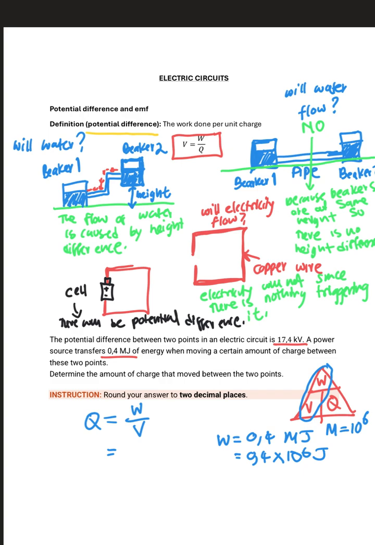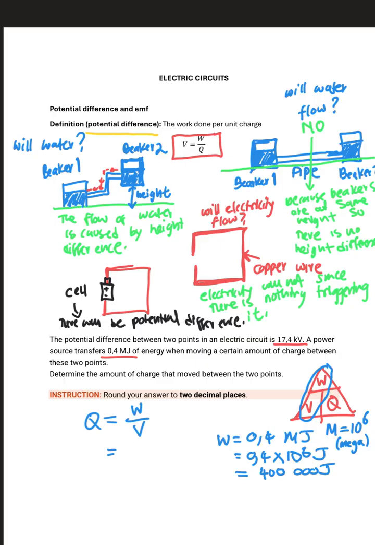If you remember the first lesson where you learned about giga, mega, pico, micro, milli, kilo, and nano, and others. The capital M stands for mega. It means 10 to the power 6. So if you do 0.4 times 10 to the power 6, you'll get 400,000 joules.